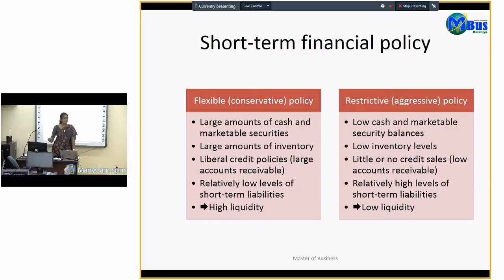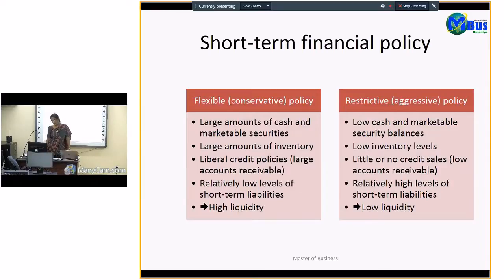They don't have to, because they have very little obligations to meet in the short run, right? Low level of liability means in the short run they have not many expenses, many payments to meet, right? That means they have used most of the long term sources of finance to finance the short term investments, right? Current assets. The restrictive policy is the other way round.